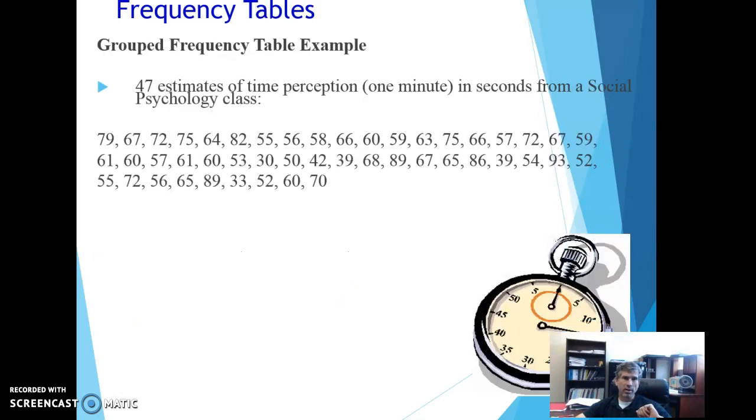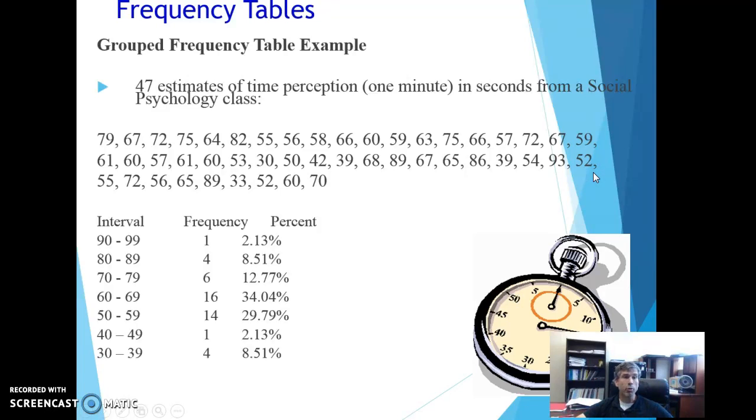So for example, once upon a time I asked 47 students in a social psychology class to count how many seconds they thought had passed while I timed out exactly 1 minute. They couldn't look at their phones or clocks or anything. Look at this big pile of numbers. It's really hard to pick out consistent patterns there at all. There's a lot going on, and there are a lot of different values in the data set, which means a regular frequency table would need lots and lots of different rows.